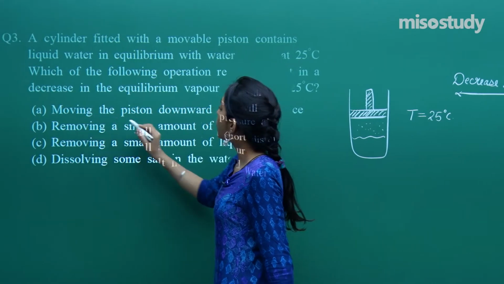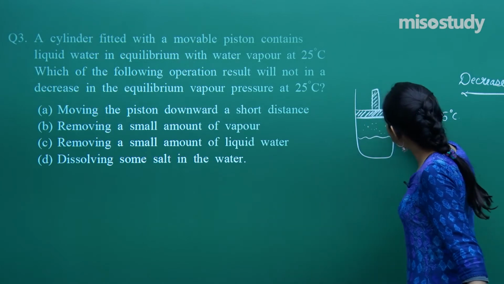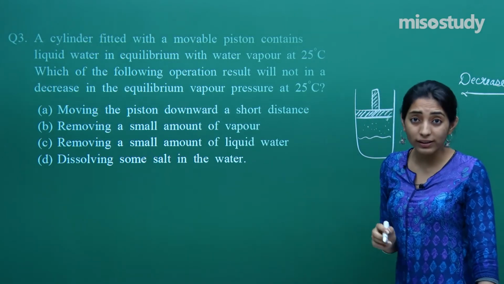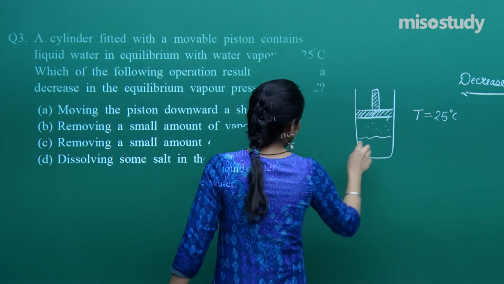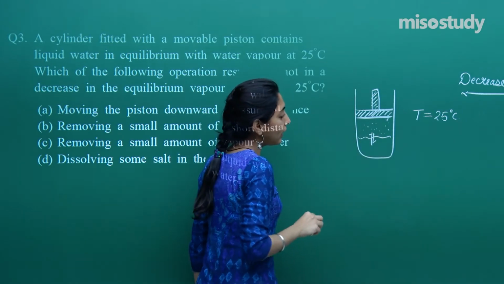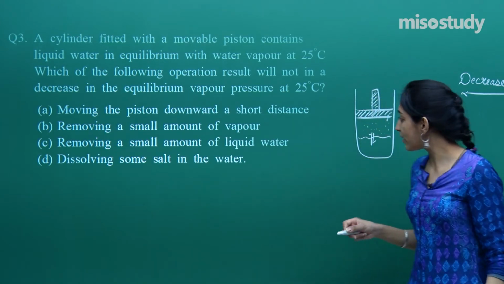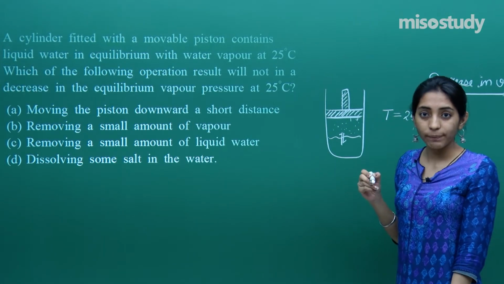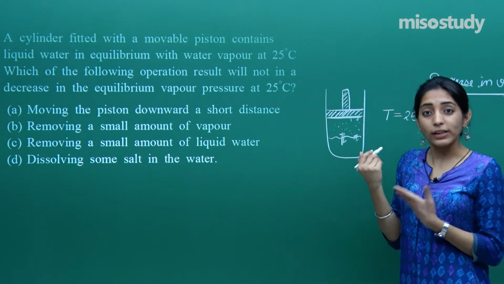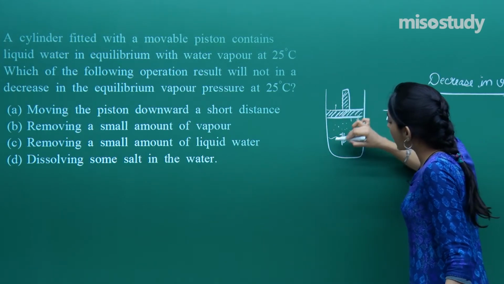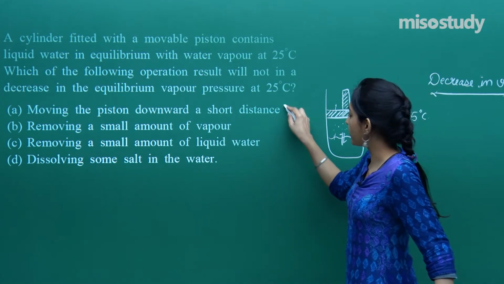So first he is saying moving the piston downward a short distance. When you press the piston in the downward direction by a very small distance, don't you think we will apply Le Chatelier's principle here? The liquid and vapor are already in equilibrium with each other. So when you push the piston downward, what will happen? You are increasing the pressure on the vapors, right? You are asking them to undergo condensation. But according to Le Chatelier's principle, the piston would like to come up and thus evaporation will happen. So there won't be as such a decrease in vapor pressure.